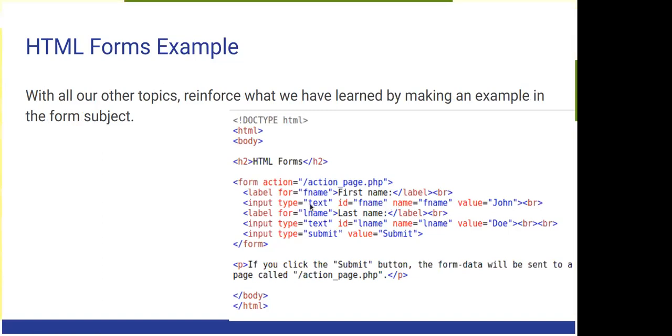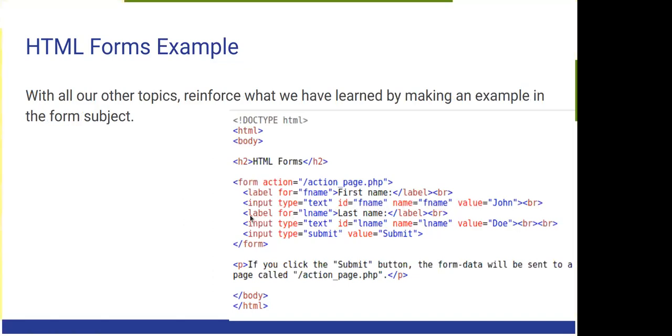So type is text. Like text, we have checkbox, radio box, select box, text area. There are many input types. Here we are using text as the input widget. We are putting ID equal to f name, which is the unique name for this text box.